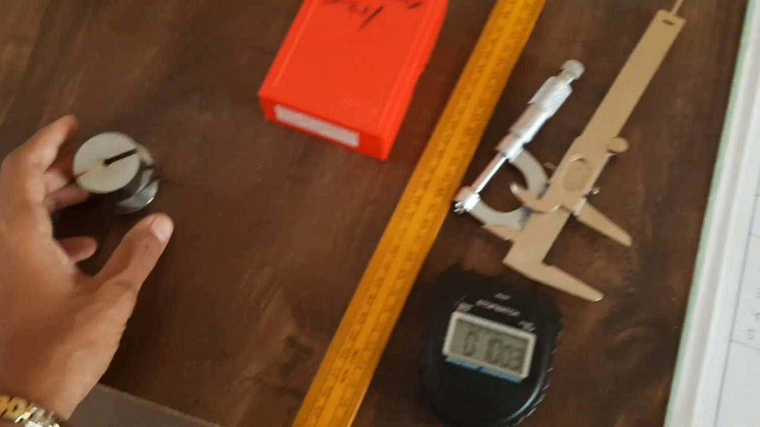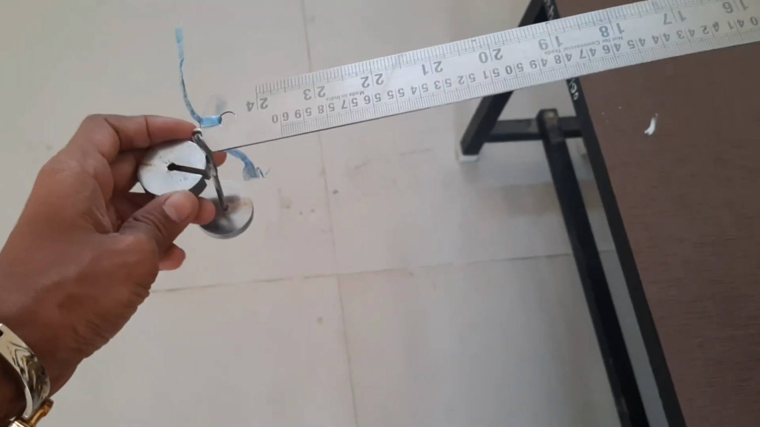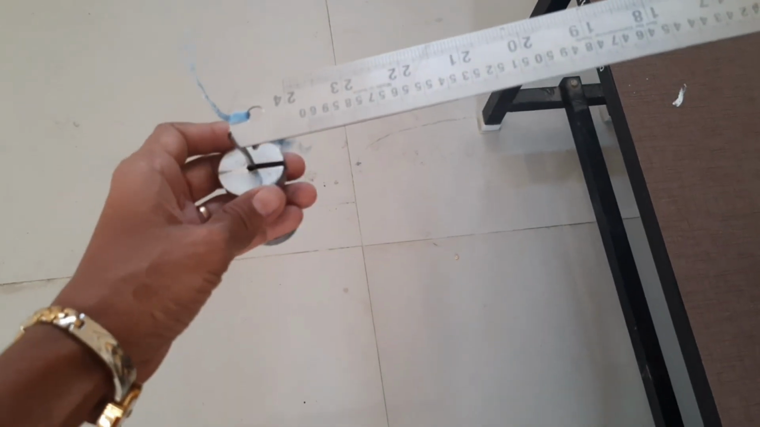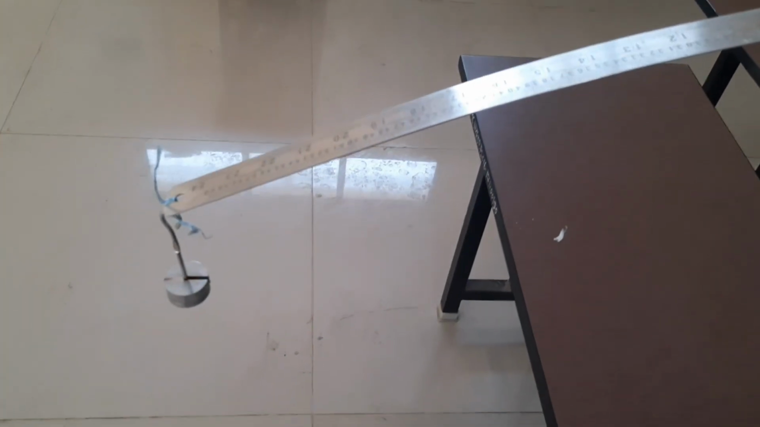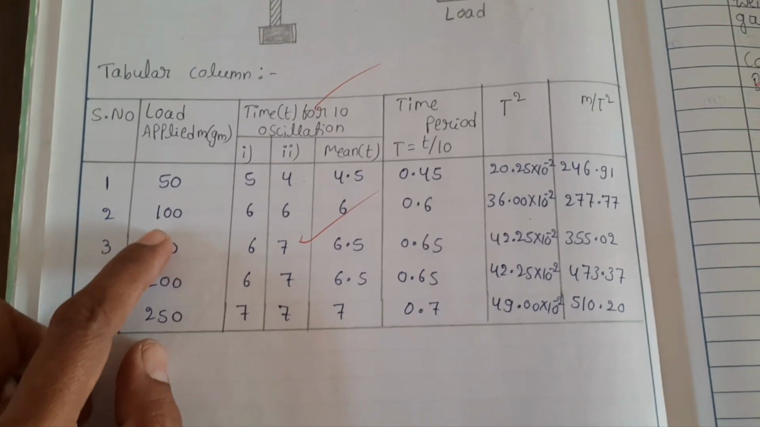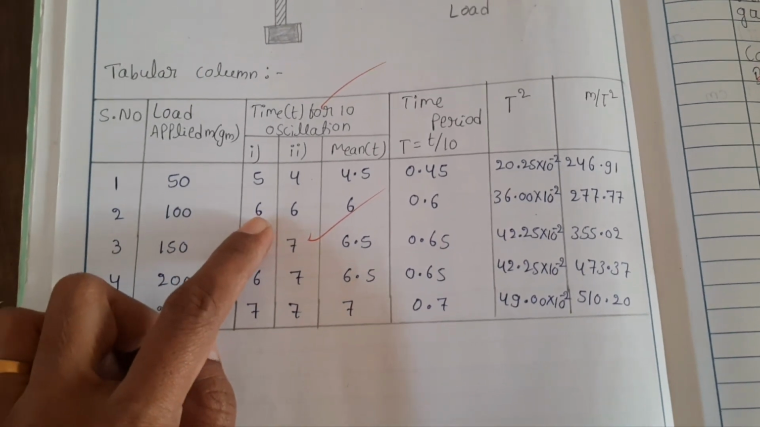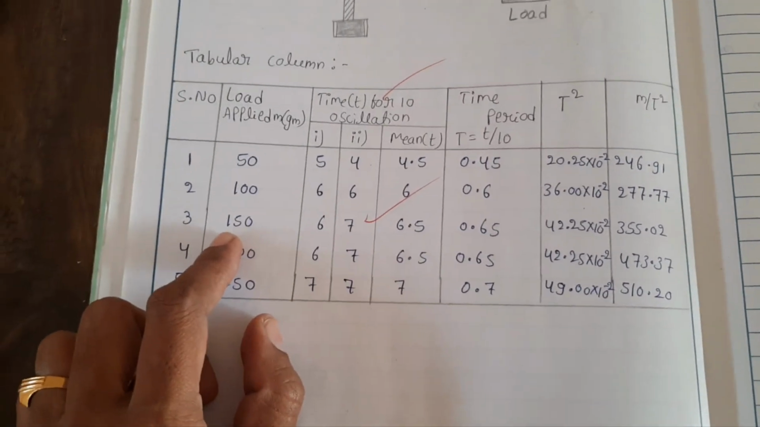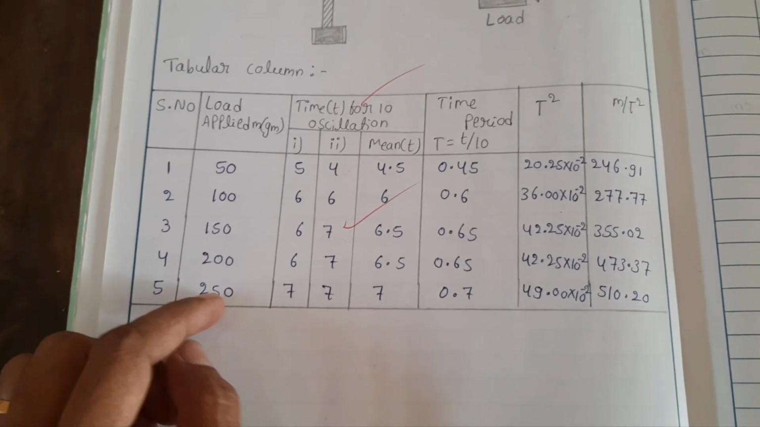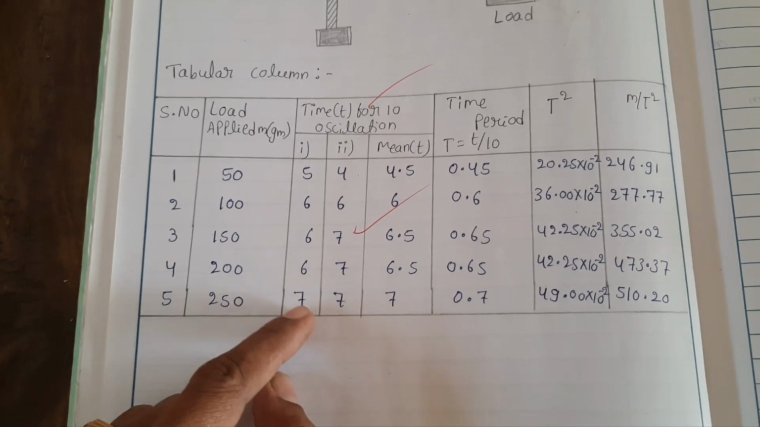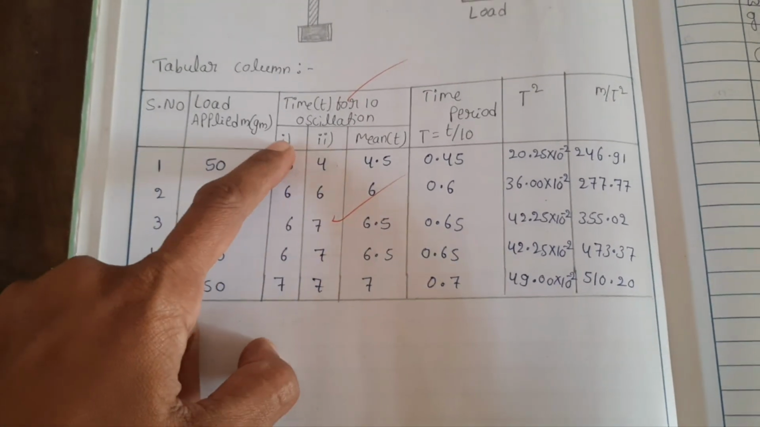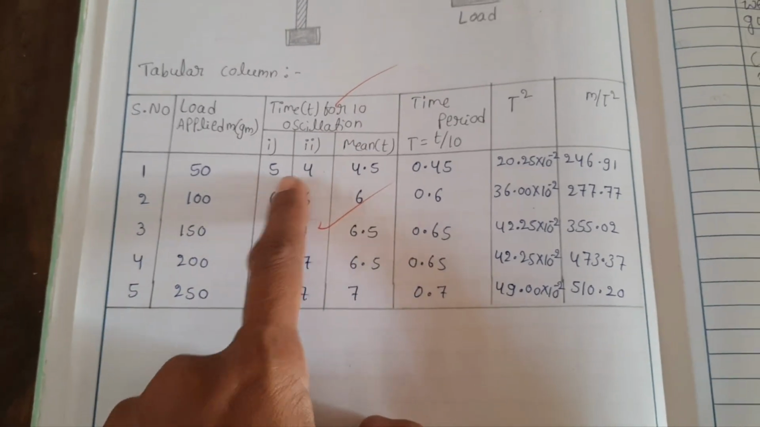Then you have to repeat the same procedure by applying again the 100 gram here. So each time you have to increase the weight and note down the time for 10 oscillations. Okay. Here for 100 gram, how many seconds you get for 10 oscillations, just write down. Similarly for 150, 200 and 250, how many seconds you get for 10 oscillations, just write down here, first and second. Take the mean of this.